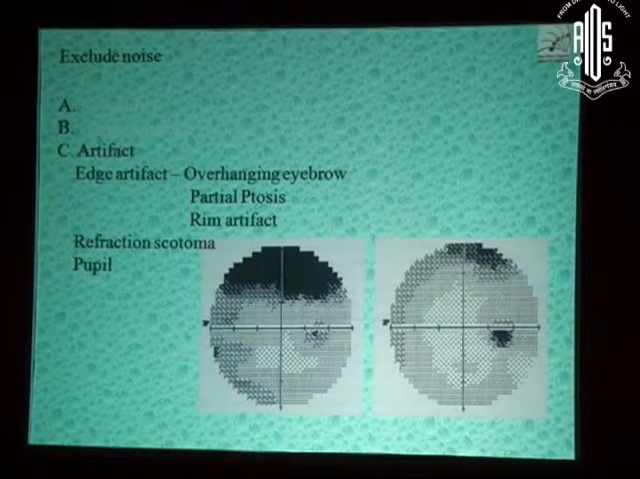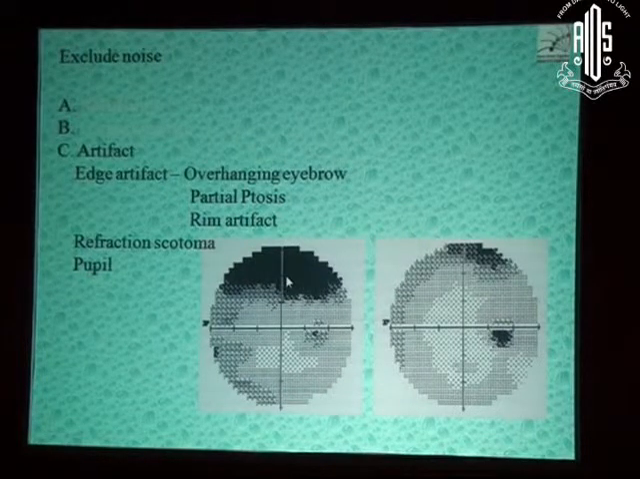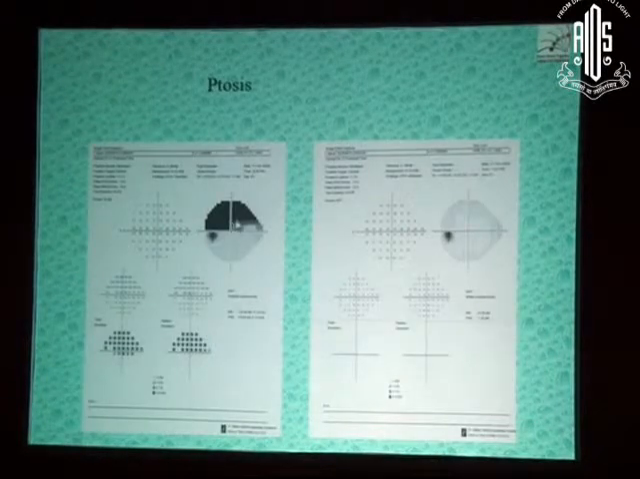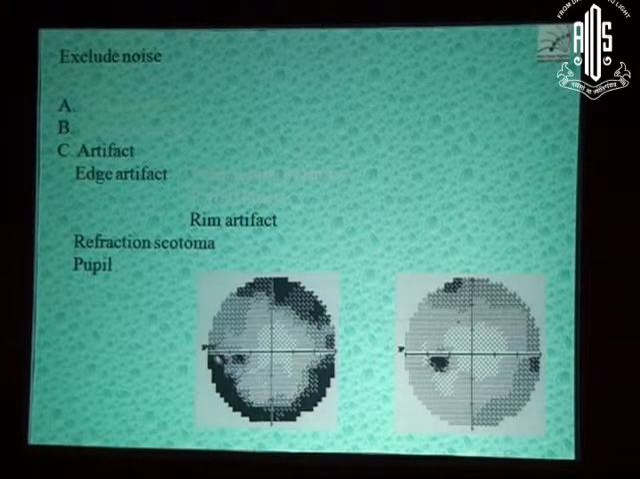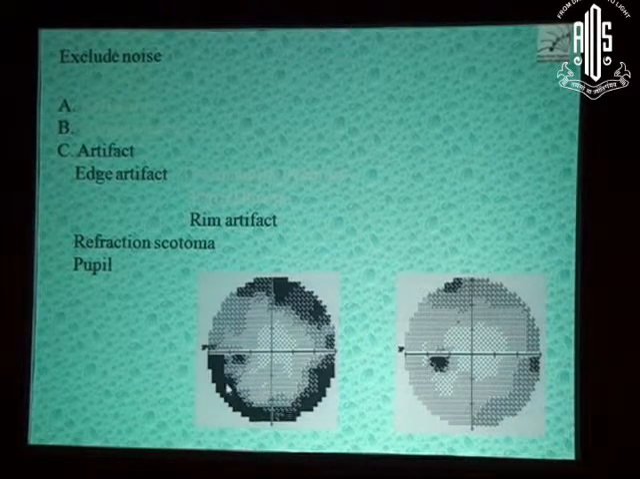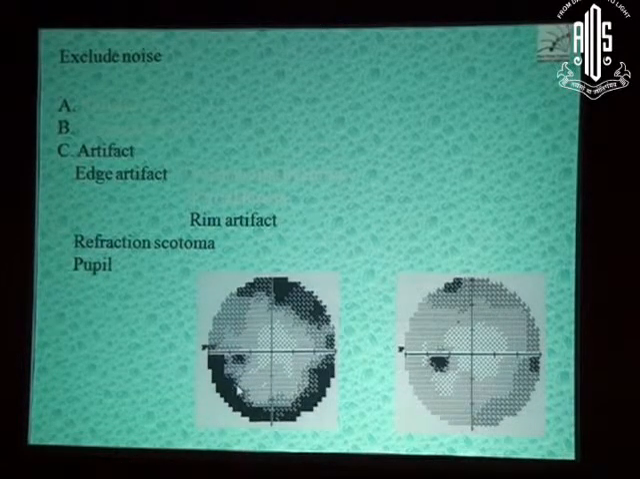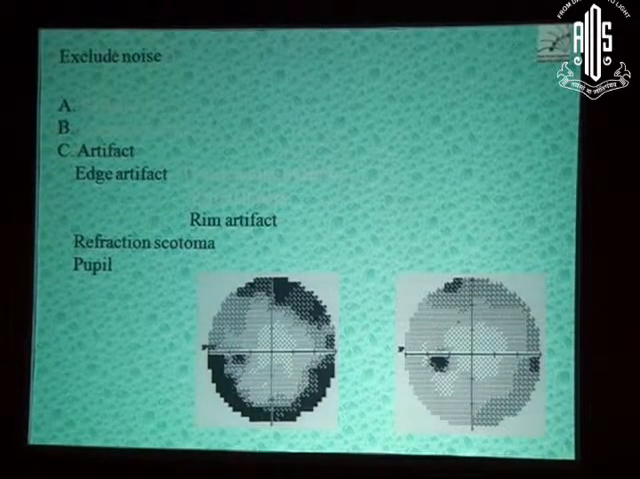This is due to the overhanging eyebrow in the superior field. You can get some defect. There is some partial ptosis, and after lifting the eyelid, you can get a totally normal field. This is the rim artifact. There are absolute sensitivity values with a sharper border inside. This indicates the rim artifact. If you use correcting glasses with a rim, you can get an artifact like this.